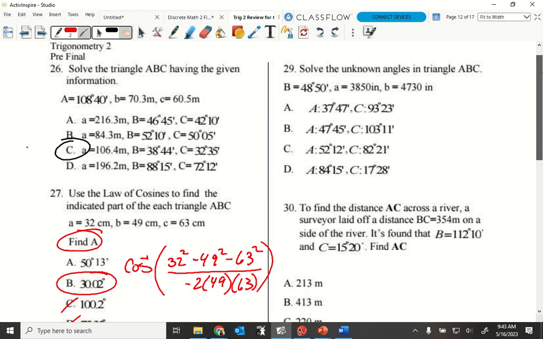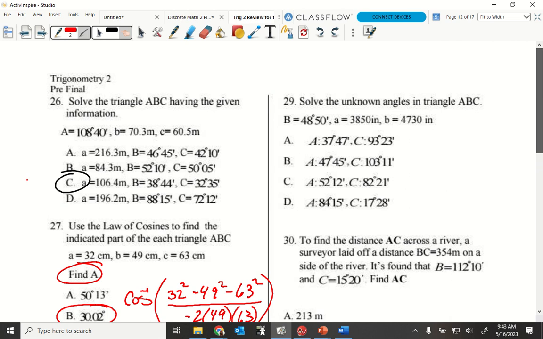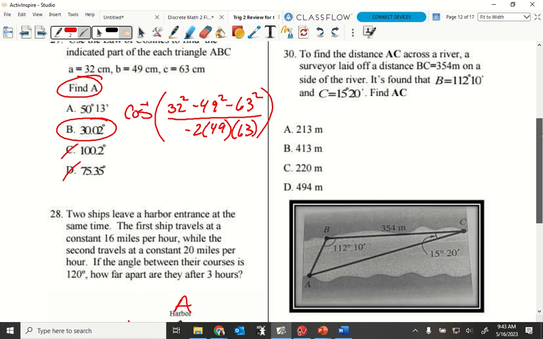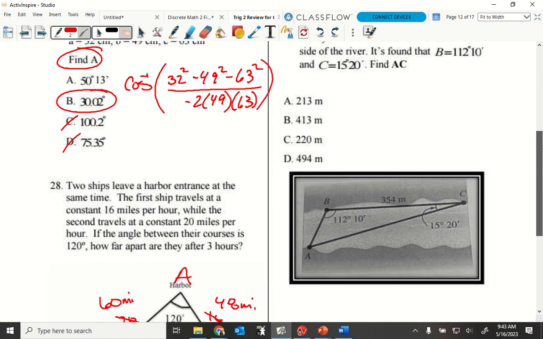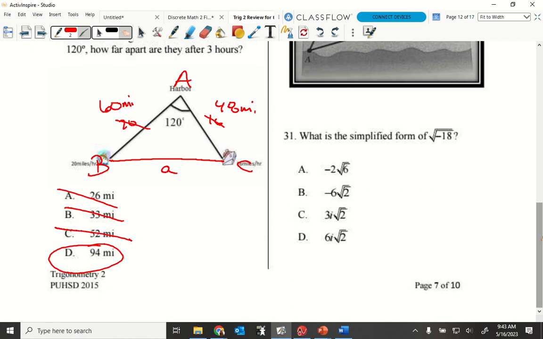Okay, you ready? For the sake of time, 29 and 30 are the same type of stuff. Draw the triangle, find your value. But 31 came from unit 8, so that's why I'm going to try and do this.